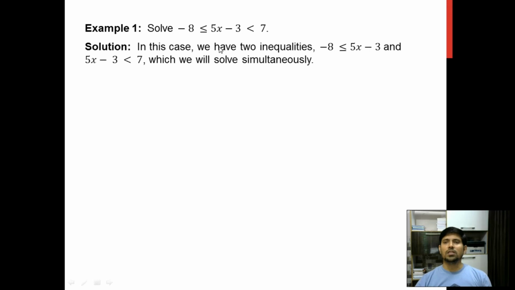Here in this case we have two inequalities. You can see this is the first inequality, minus 8 is less than or equal to 5x minus 3, and the second inequality, that is 5x minus 3 is less than 7, and we have to solve both the inequalities simultaneously.